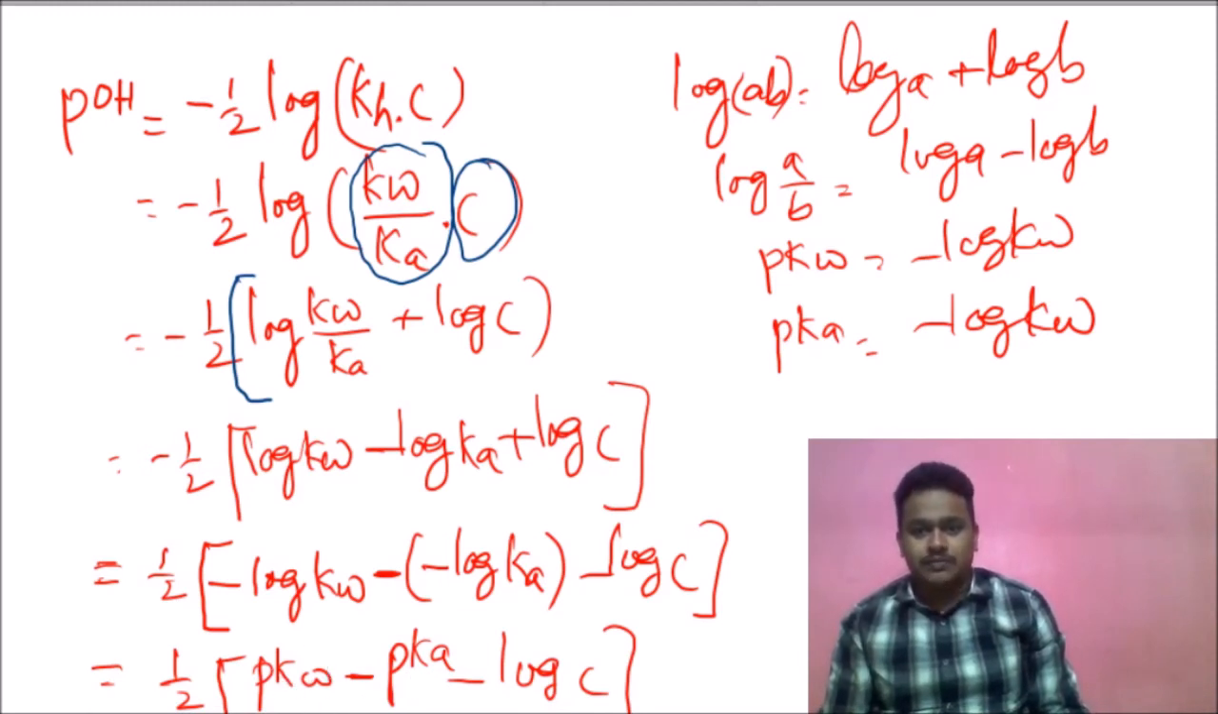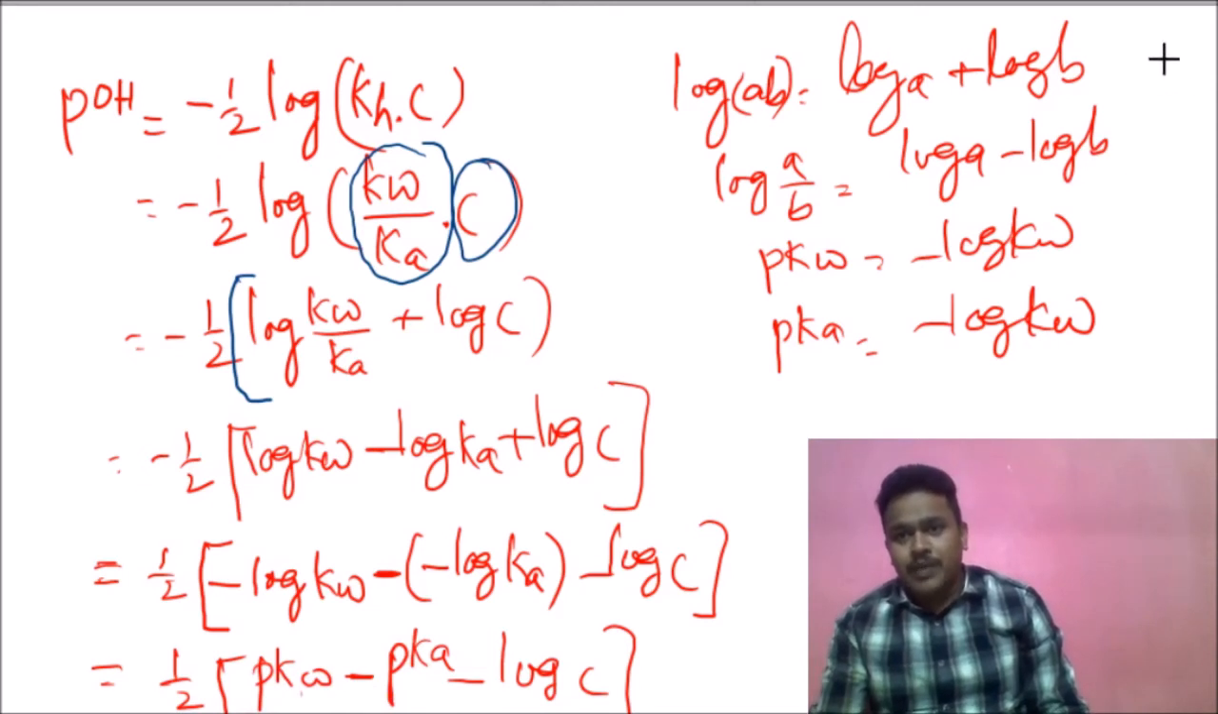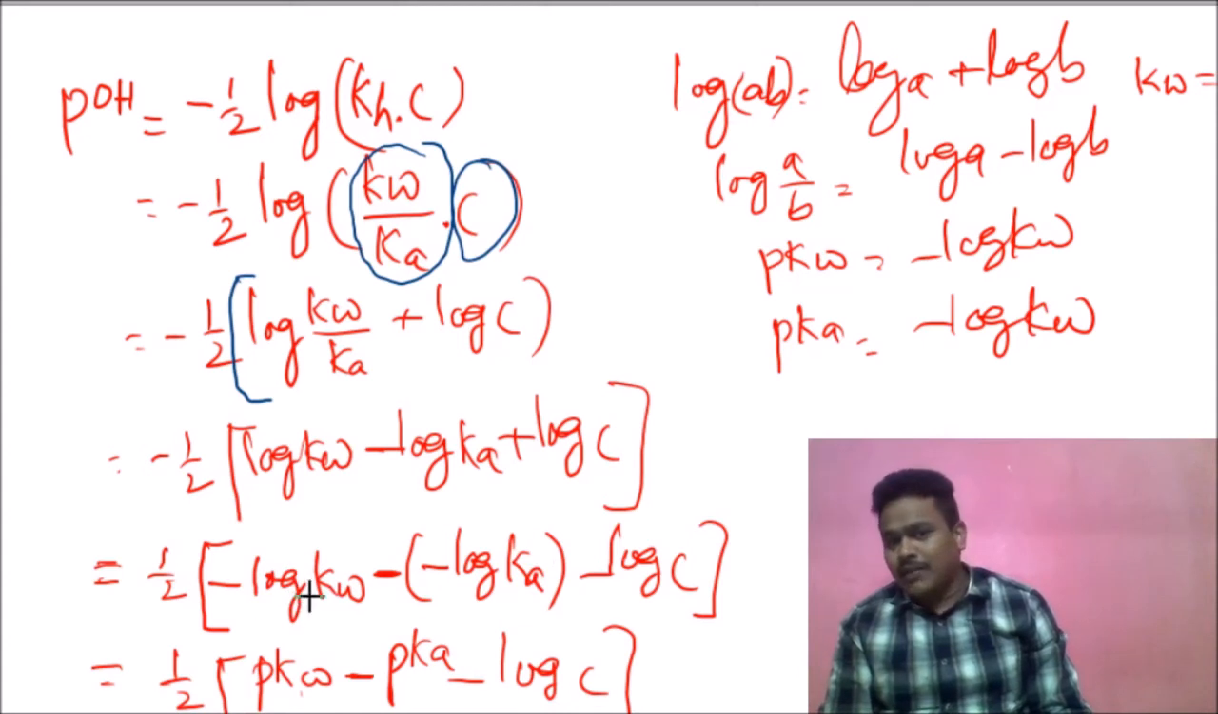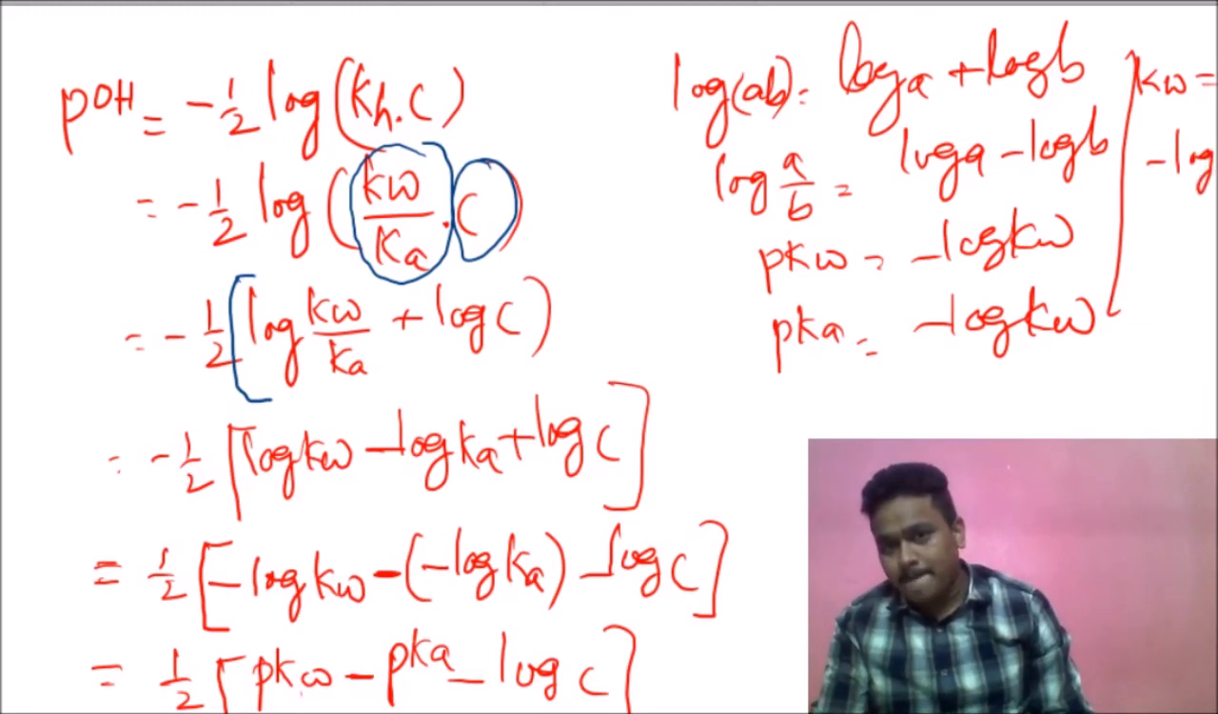pkw means what? You can see here, pkw nothing but 14, kw value 10 power minus 14. pkw nothing but minus log of kw only. See here, minus log of kw means 10 power minus 14, that minus 14 this side coming means 14 log 10, so that 14 only.